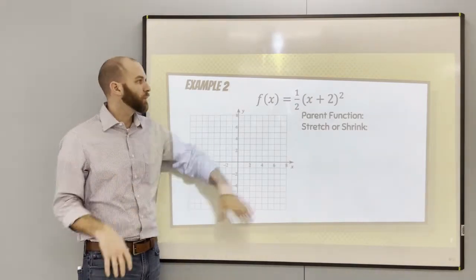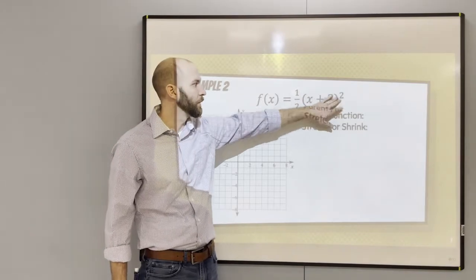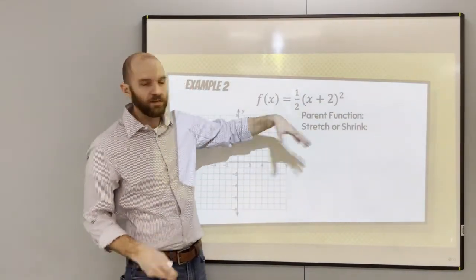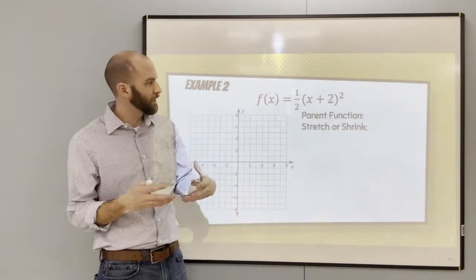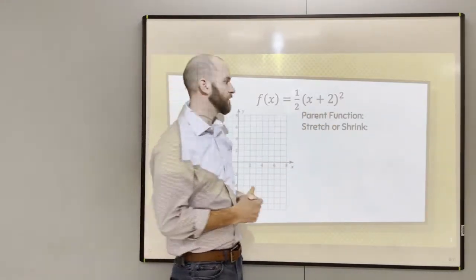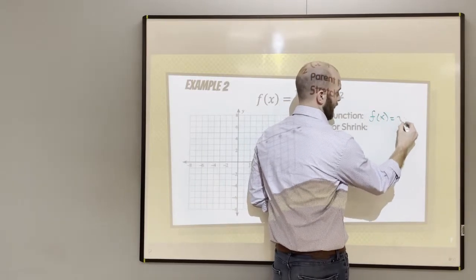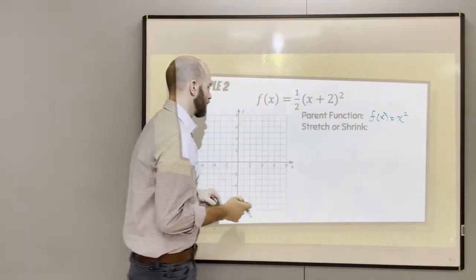In this next example, we see we have f of x equals 1/2 the quantity x plus 2 squared. So this looks like there's a lot going on with it, and there really kind of is, but this squared up here tells us that it is a quadratic, so the parent function there is just f of x equals x squared. Now we know what that looks like.